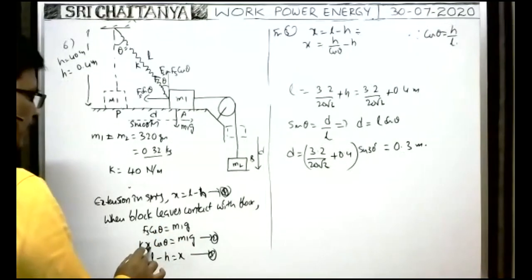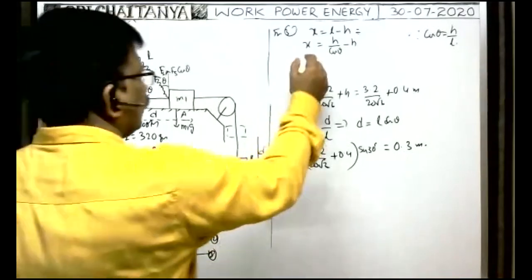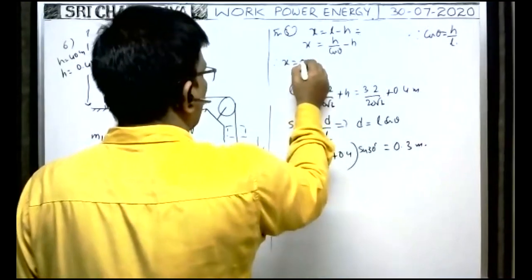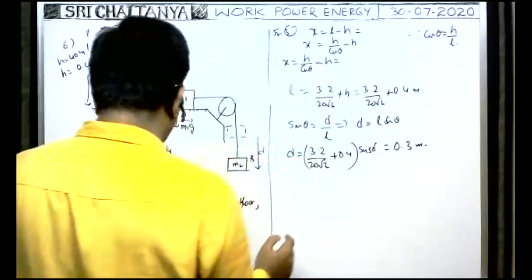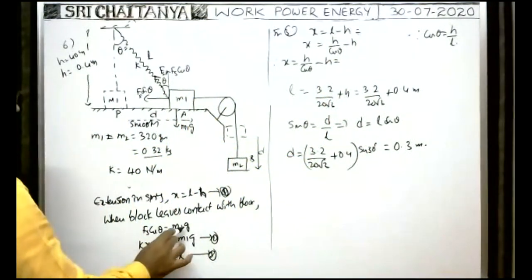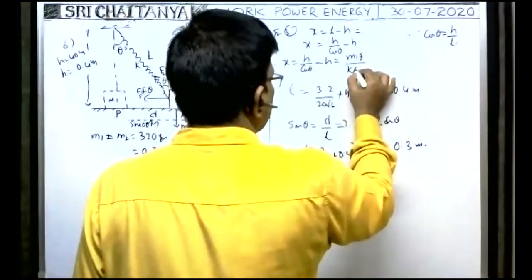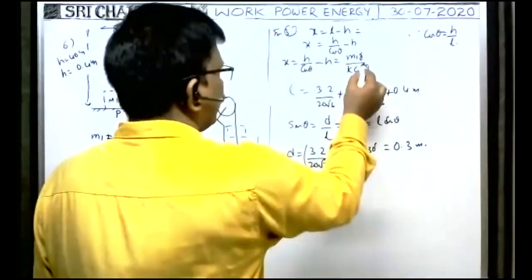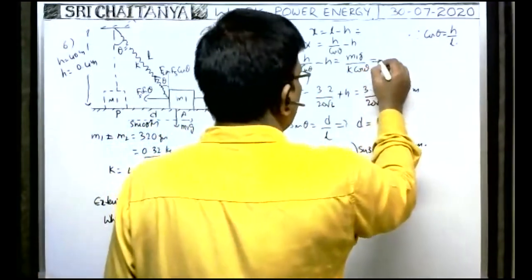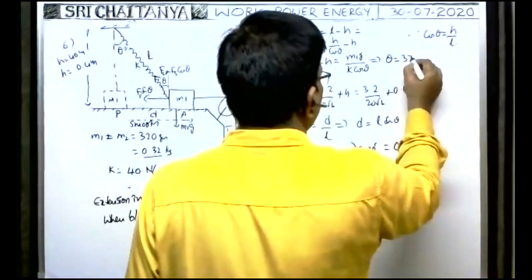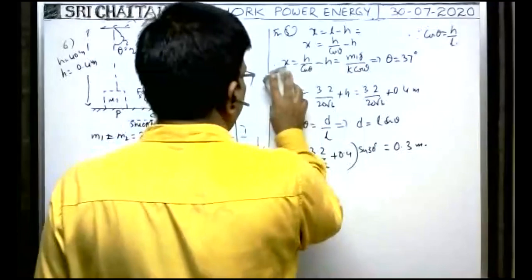Now from this equation you see kx cos theta is equal to m1z. Then what about the x value? The x value is equal to m1z by k cos theta. Therefore, x is equal to h by cos theta minus h, that is equal to m1z by k cos theta. In all these terms, h is given, k is given, theta we have to calculate. When you simplify them, you will get theta is equal to 37 degree.